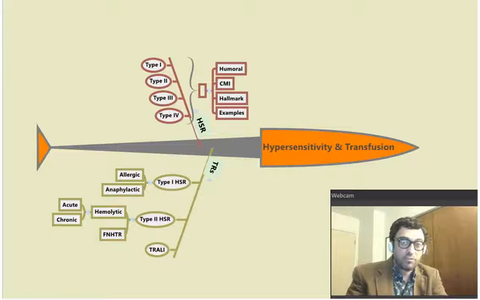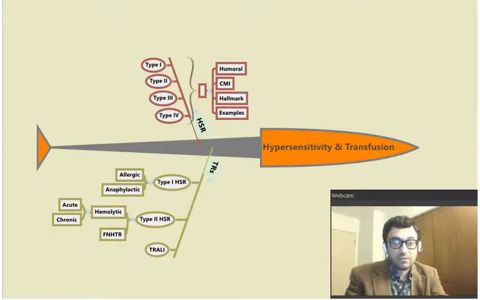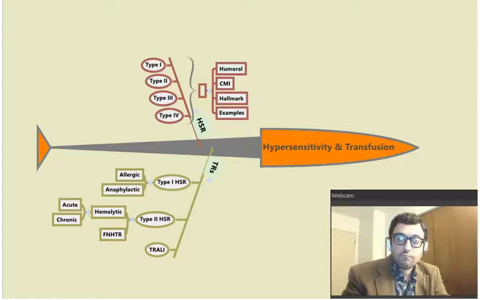What is the story of the delayed phase of type 1 hypersensitivity reaction? The other elements, such as cytokines released from mast cells and basophils, would result in inflammation. That is the story of the delayed phase. What are the examples? Allergic reactions and anaphylaxis.